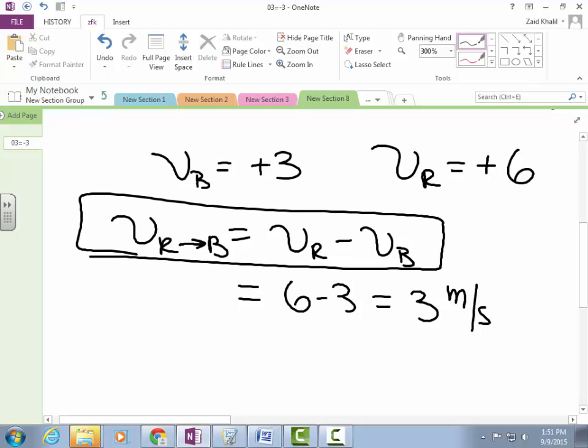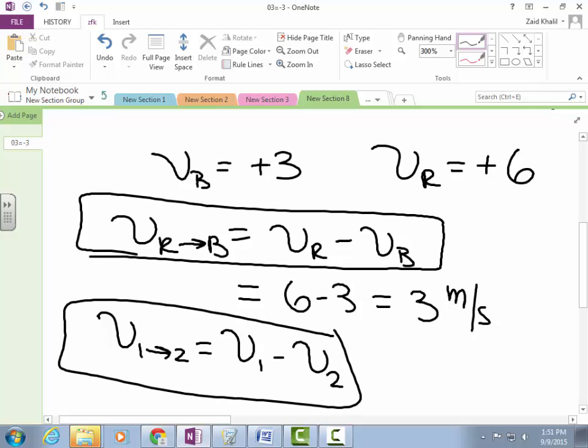So this is the relative velocity formula. If you have two objects, 1 and 2, V of 1 relative to 2 is equal to V1 minus V2. And with that, we start a video.